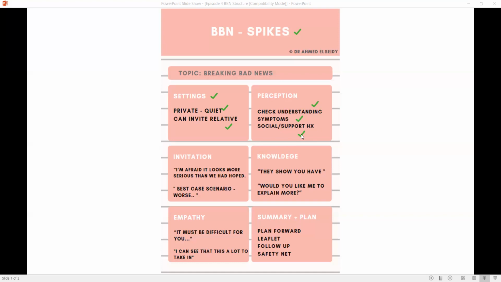Checking understanding for prior knowledge. If there are symptoms, you can check symptoms and how they have been since he or she was last seen. You can ask about psychosocial and general history for risk factors if it is deemed appropriate.